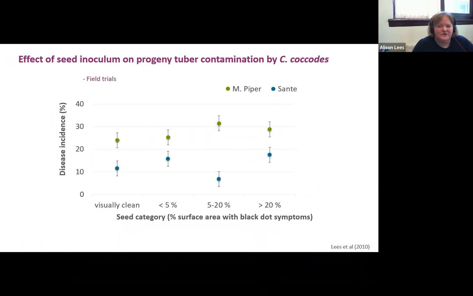So we then showed the same thing in field trials planted with two potato varieties. Again, the incidence of black dot did not increase with increasing seed contamination. It did, however, vary according to the variety, with more disease being seen consistently on Maris Piper, a more susceptible variety shown here in green, than on variety Santé, which is more resistant.